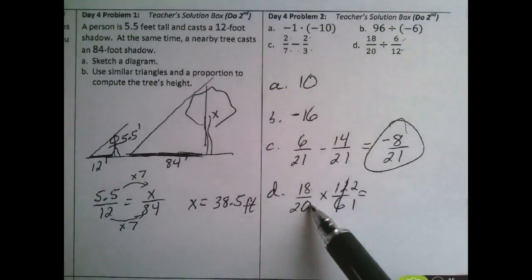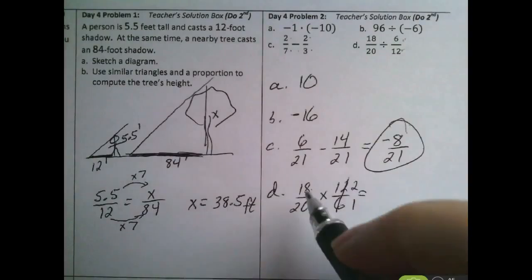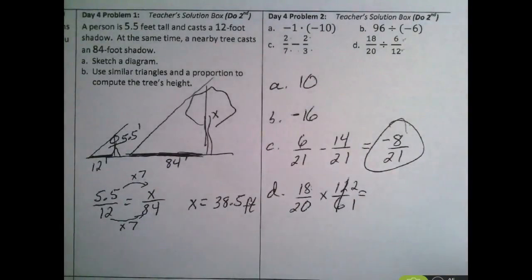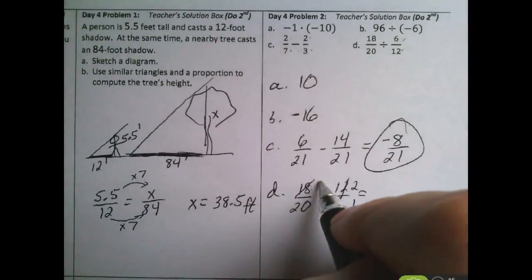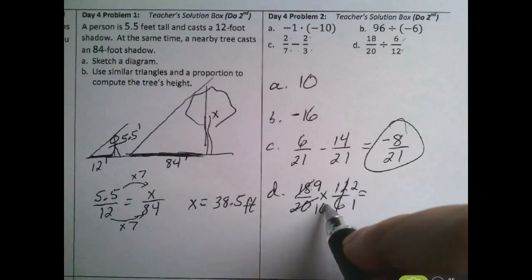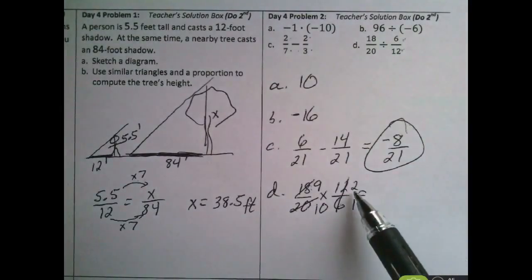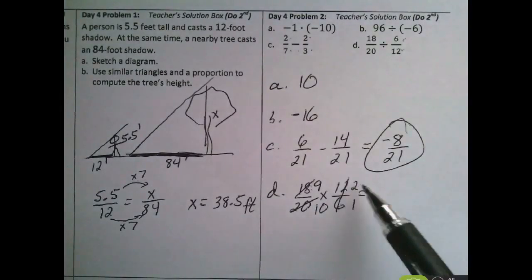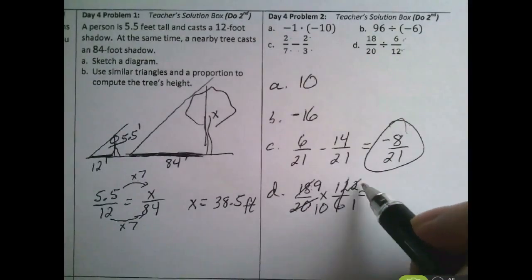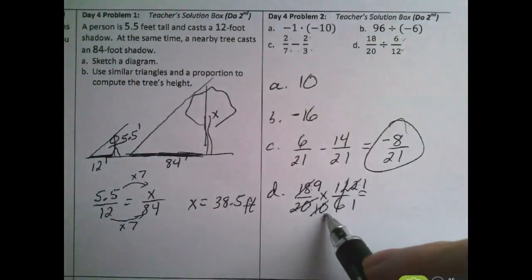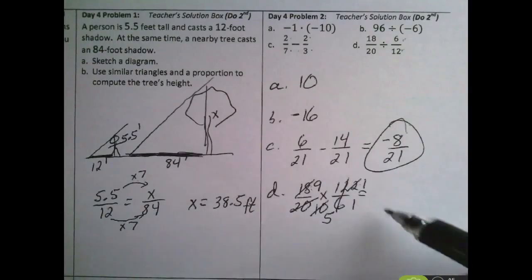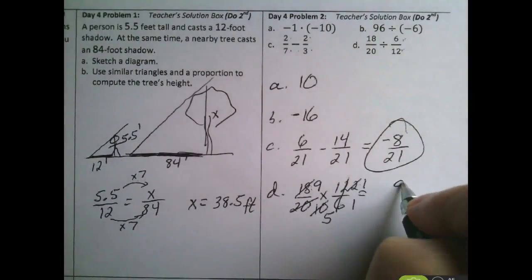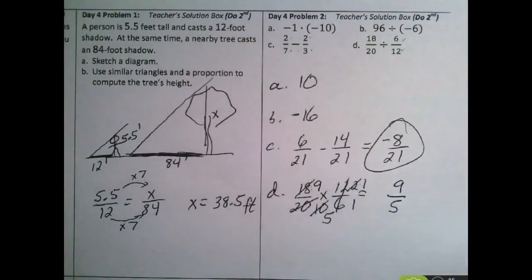And 18 over 20, that reduces. Both numbers can be divided by 2, so that reduces to here a 9 and here a 10. And we can even do some reducing here. There's a 2 on top, a 10 on the bottom, so that could be reduced to 1 and that to a 5. When you get all done doing this, it looks like the final answer is 9 over 5, 9/5.